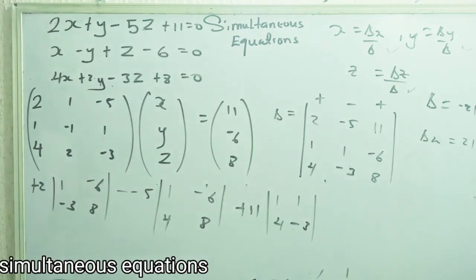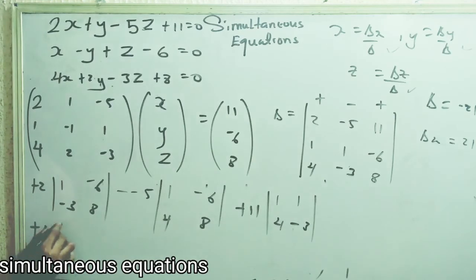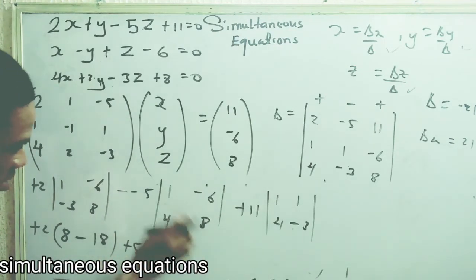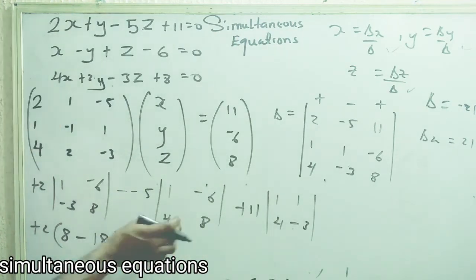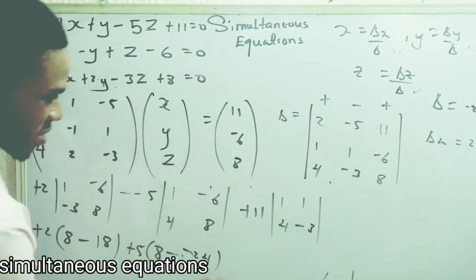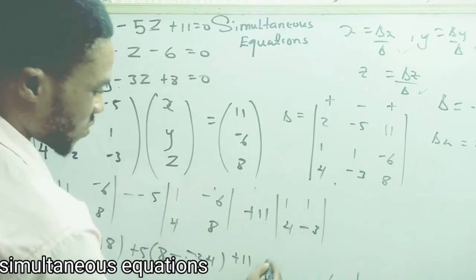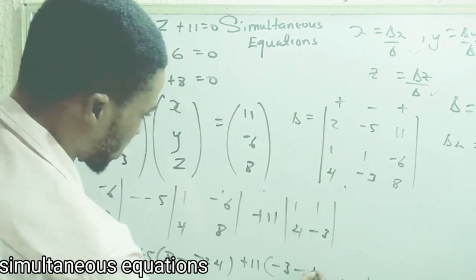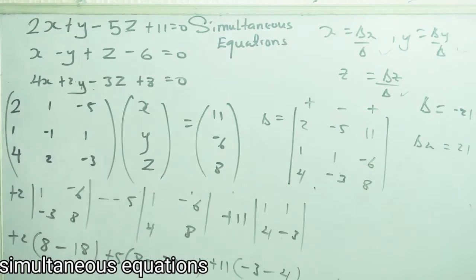Now from that point again, I'll cross multiply. I'll have this times this is what? 8, minus this times this. That's 18. Plus 5, this times is what? 8, minus this times is what? 24. That's minus 24. Sorry about that. Plus 11, so this times is what? Minus 3, minus this again is what? That's 4. So I will continue.